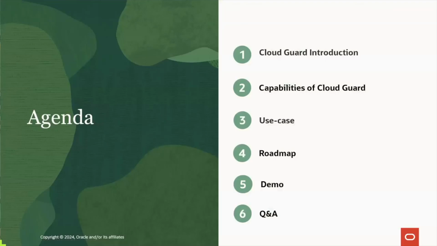So we'll talk about what CloudGuard is and what Oracle CloudGuard is offering in the CSPM tool space, right? And what are the capabilities and a couple of use cases where you can use the OCI CloudGuard, and also where the CloudGuard is heading in the cloud space, right? So what are the roadmaps? And also I have built an environment for today's demo. So we can also go through a few of the use cases and then we can do a Q&A session at the end.